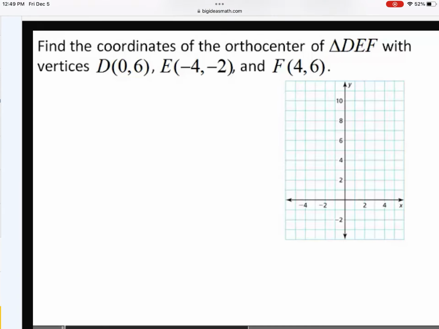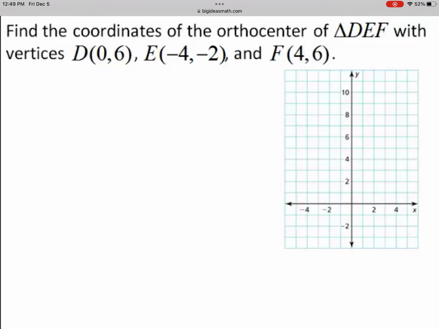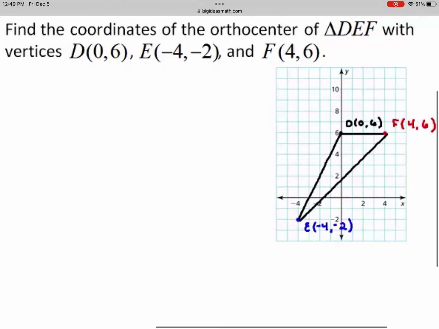Find the coordinates of the orthocenter of triangle DEF with vertices D (0, 6), E (-4, -2), and F (4, 6). Begin by graphing your triangle. Start with the vertices D (0, 6), E (-4, -2), and F (4, 6). Then connect the points using line segments.